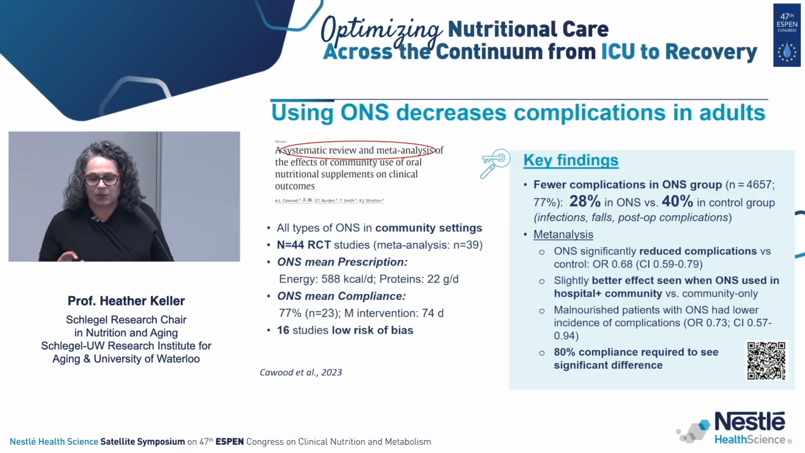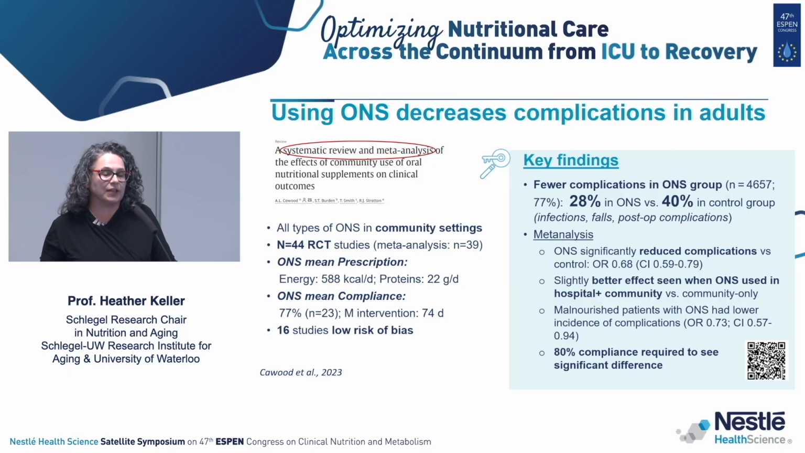So in this study, it was specifically about ONS, and it showed that we can decrease complications of these patients when we provide them with ONS in and post-hospitalization. This is all types of ONS, with community settings specifically the focus. There are 44 RCTs, and a meta-analysis including 39 of those studies. The mean prescription of ONS was over 500 calories and over 20 grams of protein per day. The compliance was about 77%, so not perfect.